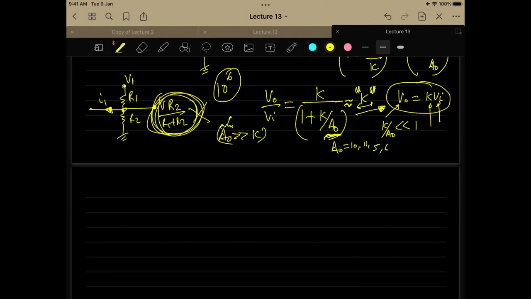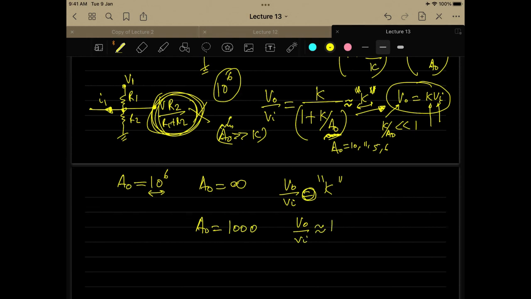Sir, is this an ideal case or real case? In the real case, your A0 is of value 10 to the power 6, so obviously it will approach the ideal case. Ideally, 10 to the power 6 is also very high. Normally in an ideal op amp, if I say A0 is infinity, then it's easy to say it is exactly equal to K. But when your A0 has a value of, let us say, 100 or 1000, then VO by VI is approximately equal to K. So this equal holds only in the ideal situation, but approximate holds when you have a real op amp. And this is your ideal op amp.